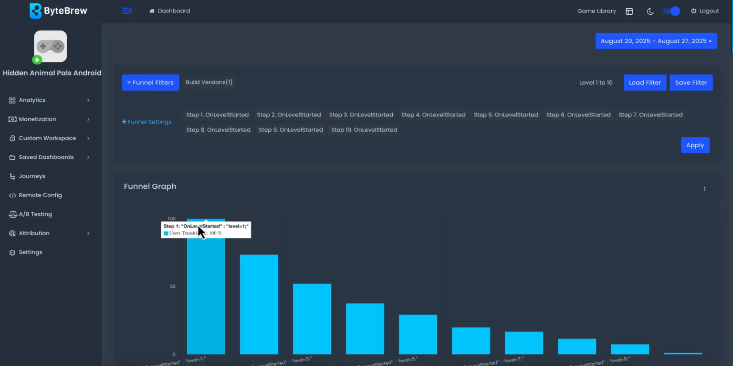Obviously, you never know. Maybe there was something wrong with the menu. Thankfully, that wasn't the case here. 100% of people started level 1. Unfortunately, there's a huge drop off, which you can see here.